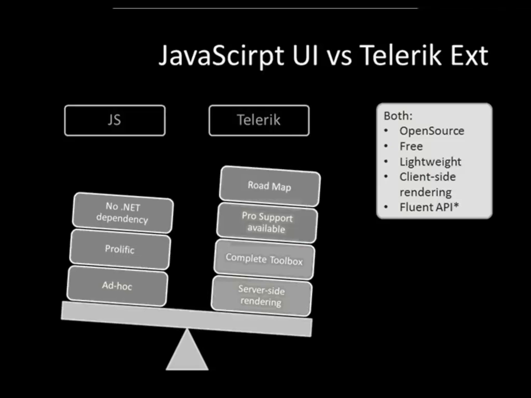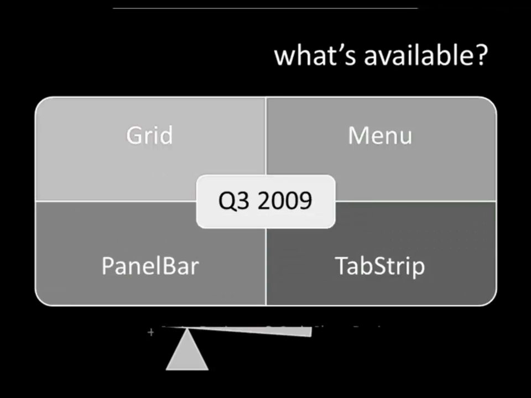Both are open source, though. Both are free. Both are lightweight and have client-side rendering, and both leverage Fluent API. So there are a lot of similarities between Telerik extensions and JavaScript UI components, but there are obviously advantages as well, which is why I think it's worth you checking them out, learning them, and trying them out in your projects. So what's available? What's in the toolbox that you can use?